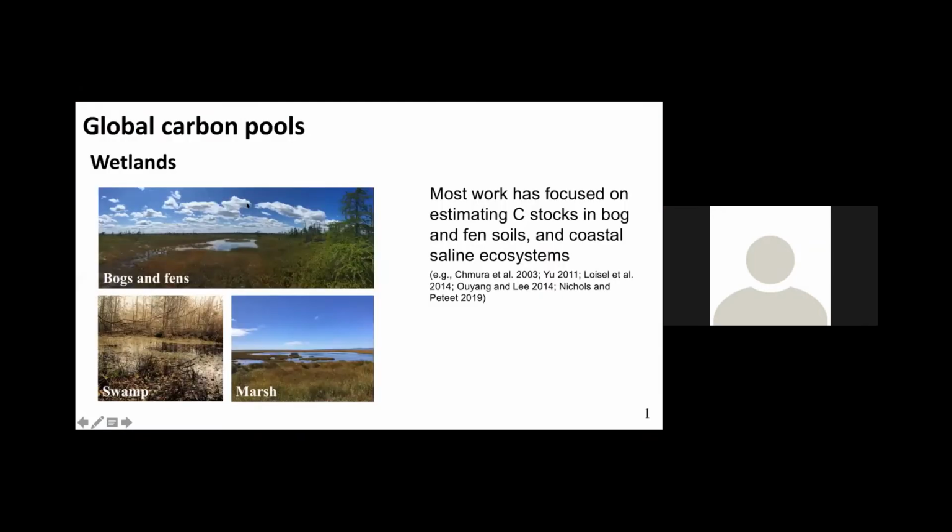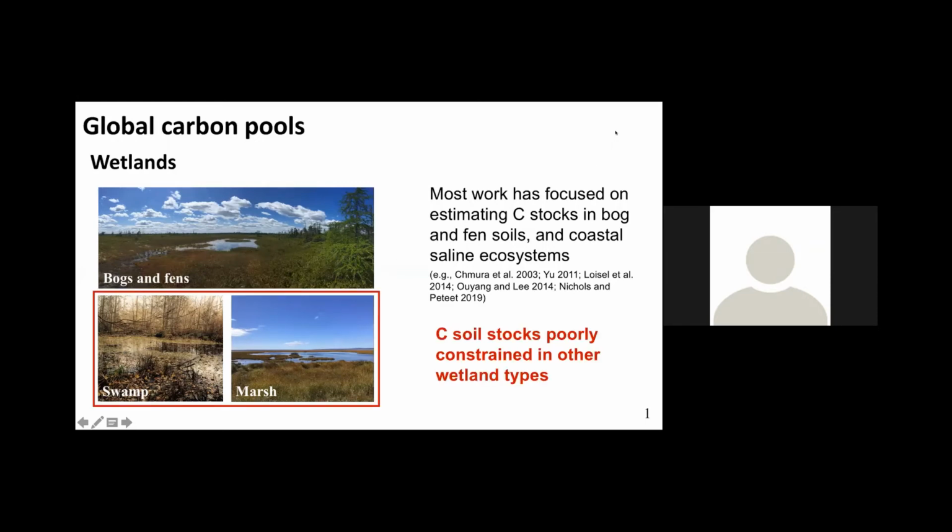So wetlands are known for containing large carbon pools and for their potential to influence the climate. Most work to date on carbon pools in wetlands has focused on northern peatlands, such as bog and fen soils, as well as coastal saline ecosystems. However, less work has been done on some temperate region wetlands in the northern hemisphere, and so soil carbon stocks are poorly constrained in some wetland types such as swamps and freshwater marshes.